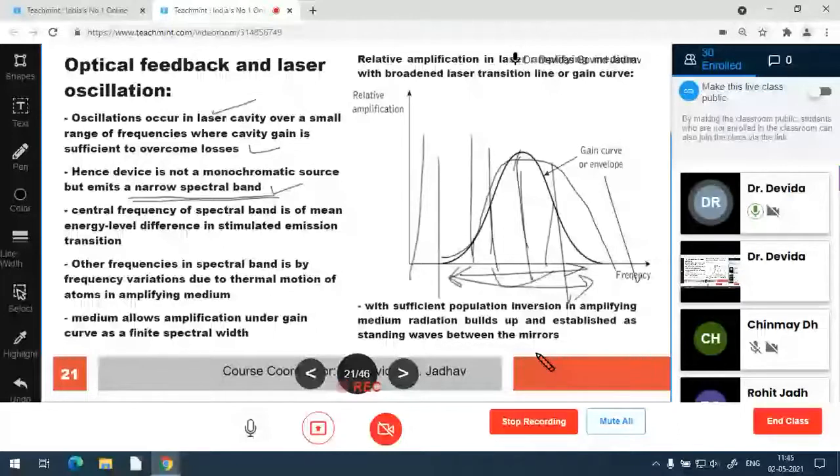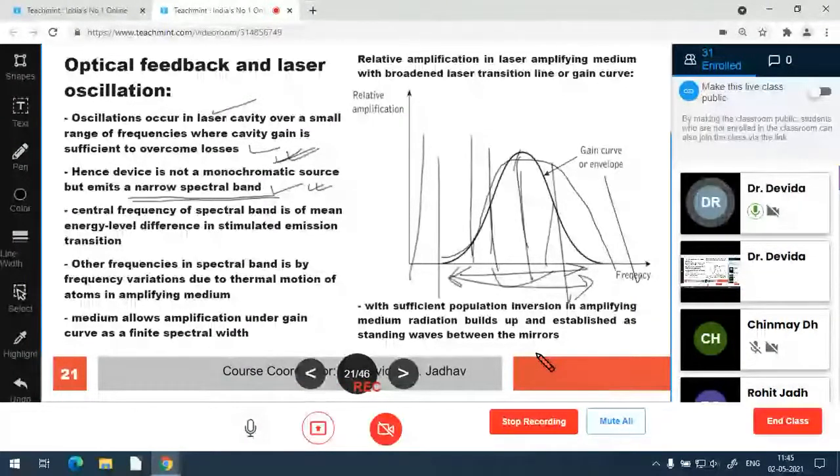So theoretically it is monochromatic. Practically it has a very narrow spectral band. It is not strictly monochromatic, but that band is very narrow. We can call it monochromatic. We assume it as monochromatic.